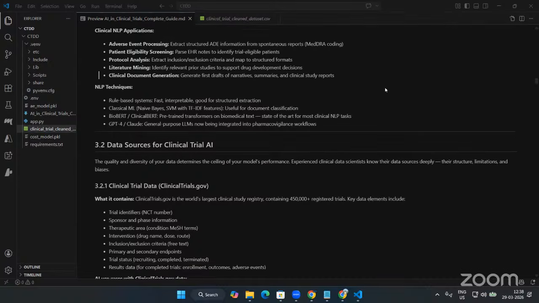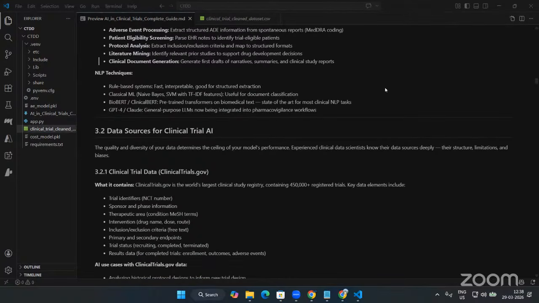What kind of techniques are used here? So the NLP techniques used here are rule-based systems, which are fast, interpretable, and good for structured extraction.